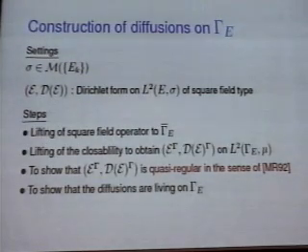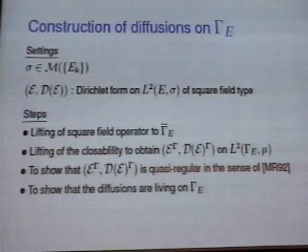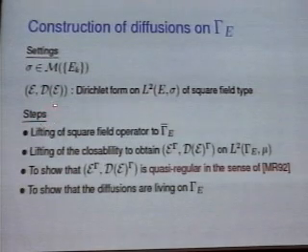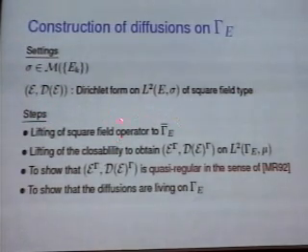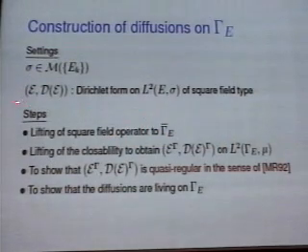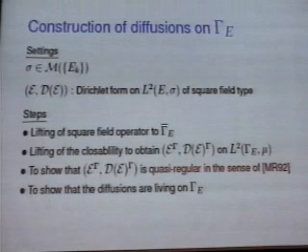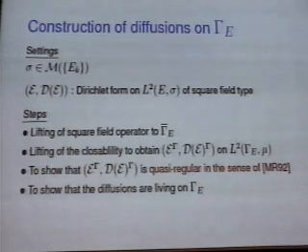With this general setting, if we take a measure that is finite on each E_K, and we have a Dirichlet form on the base space which is of square field type, then we have a way that is technically a little complicated, so I will not describe it here.